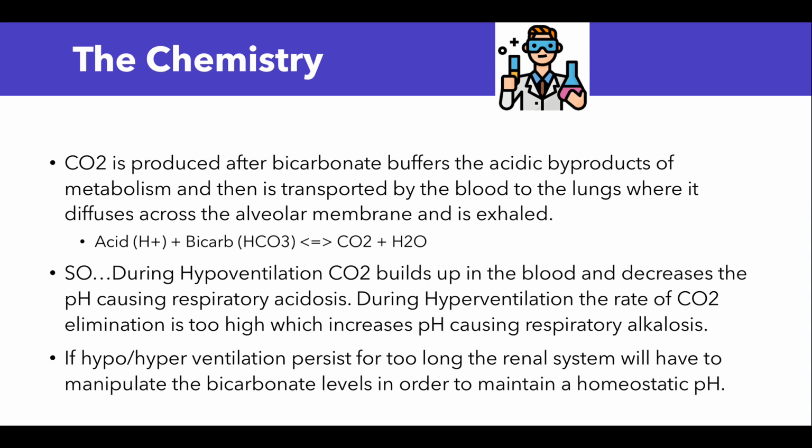CO2 is produced after bicarbonate buffers the acidic byproducts of metabolism, and then CO2 is transported by the blood to the lungs, where it diffuses across the membrane and is exhaled. So, during hypoventilation, CO2 builds up in the blood and decreases the pH, causing respiratory acidosis. During hyperventilation, the rate of CO2 elimination is too high, which increases the pH, causing respiratory alkalosis. If hypo or hyperventilation persists for too long, the renal system will have to manipulate the bicarbonate levels in order to maintain a homeostatic pH.